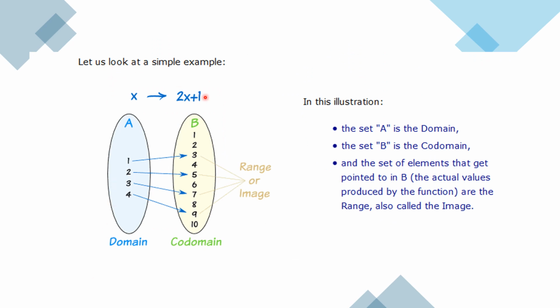So observe this example: x maps to 2x plus 1. Here set A is the domain, and set B is the codomain. The set A is the domain, the set B is the codomain, and the set of elements that get pointed to in B are the imaged elements. The actual values produced by the function are the range, also called the image.